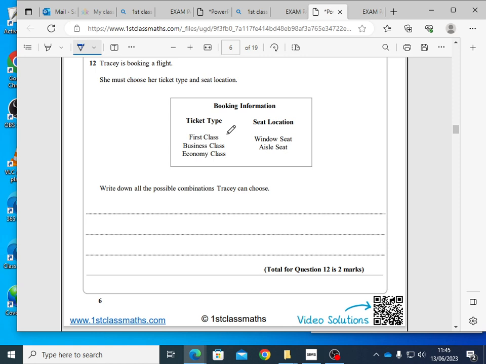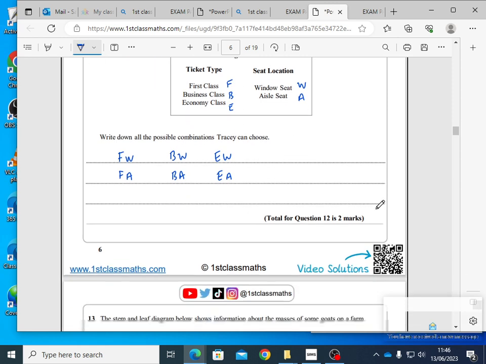So first of all, I'm going to call that F, I'm going to call that B, and I'm going to call that E. I'm going to call that window W, and A for aisle. So you could have first class with a window, first class with an aisle. Okay, you could have business with a window, or business with an aisle. Or you could have economy with window, and economy with an aisle. Okay, so those are all the possible outcomes. You got 6. 3 times 2 is 6. You got 6 different combos.